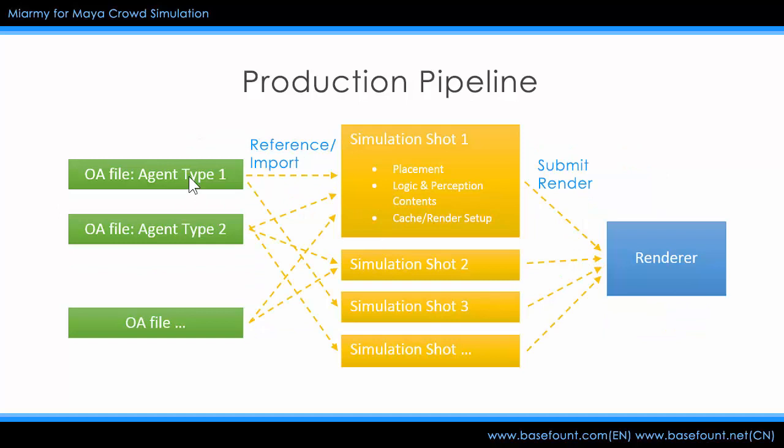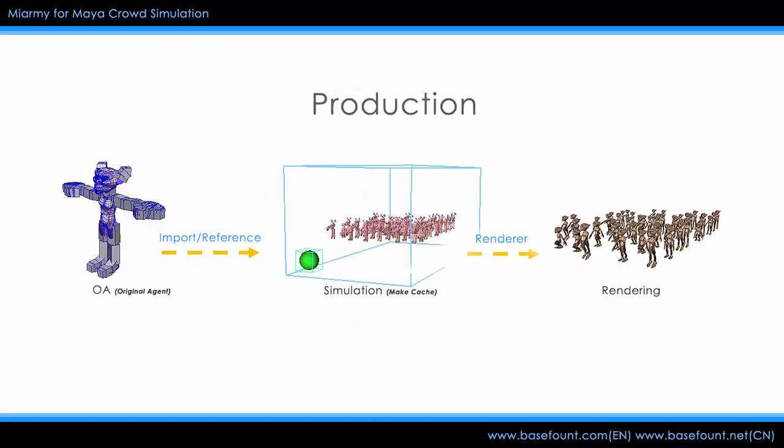And in the next stage, we just imagine that we have several different OA files, the agent type 1, agent type 2, and we need them in the different shots. We just plan the different shots, shot 1, shot 2, and 3, and 4, and so on. And we just import or reference them into the different shots and do the production. We build the perception content, the environment, and the logic nodes. And finally, we make the agent cache to the render department, and then we submit to the render department and it's for render. So this is the entire production.